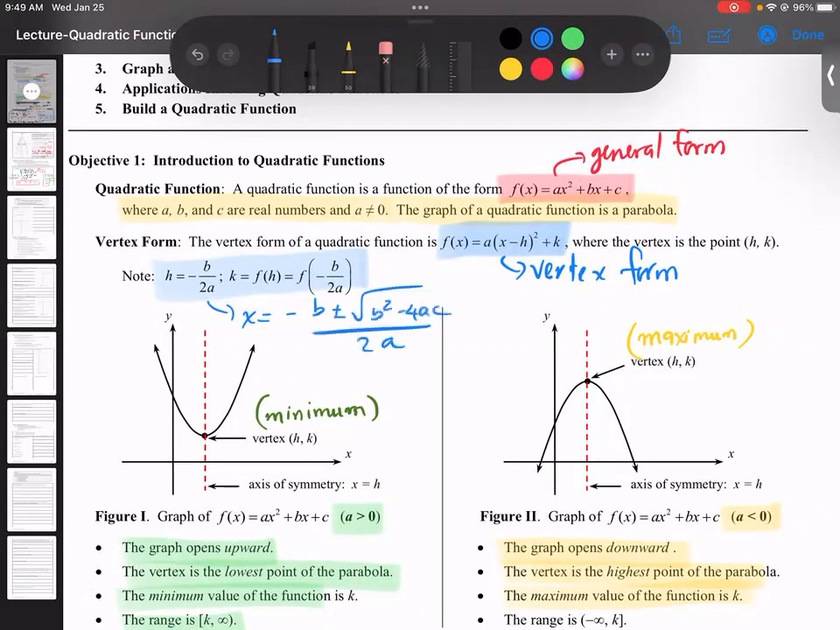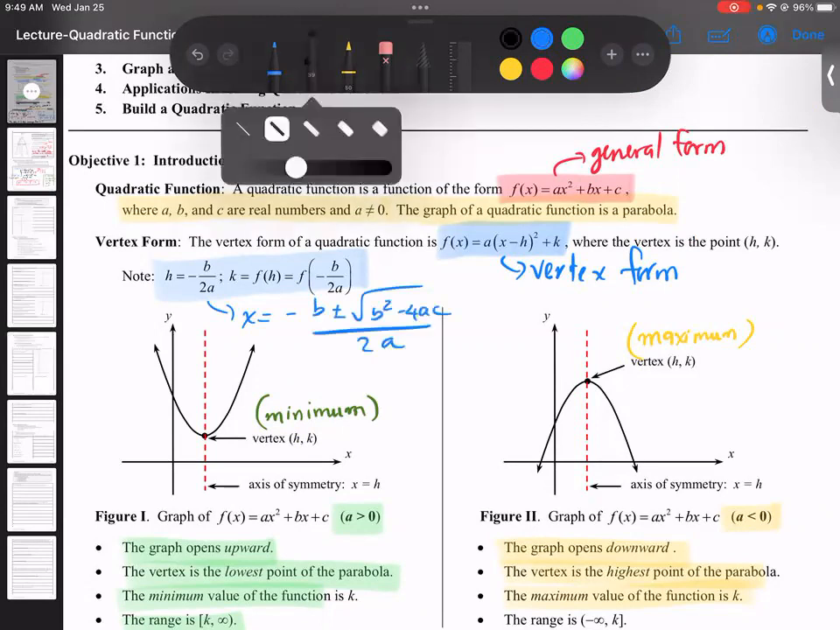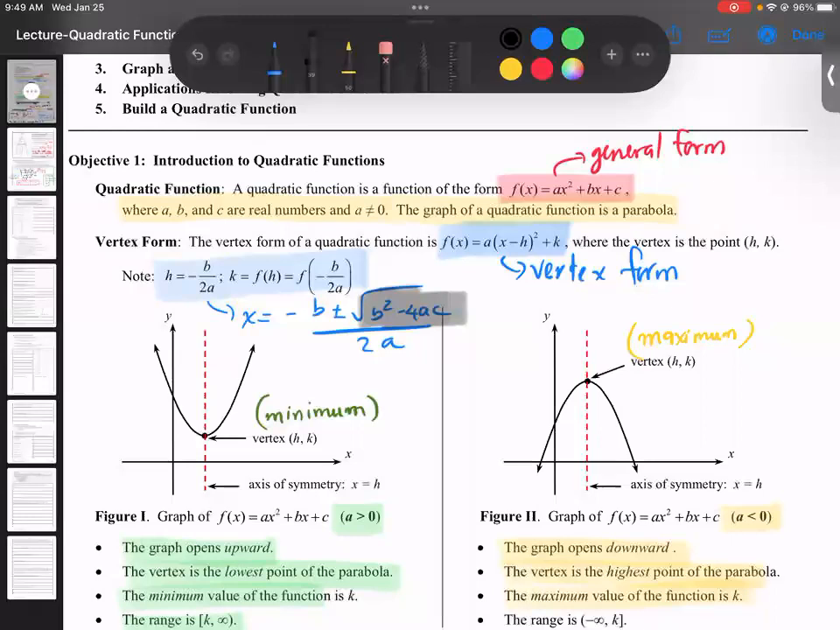So if this part is 0, then you have the vertex. You have h. The last part I highlighted in black is called the discriminant. For this class, I'm not going to emphasize that, but it determines how many solutions a quadratic function has.